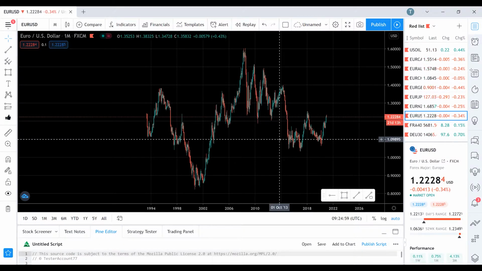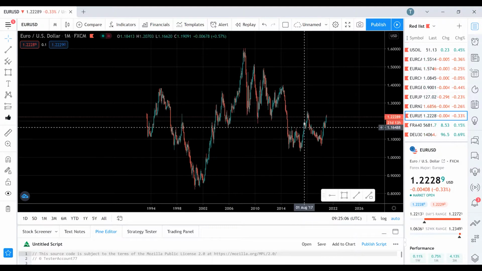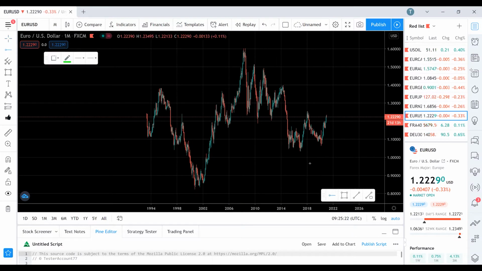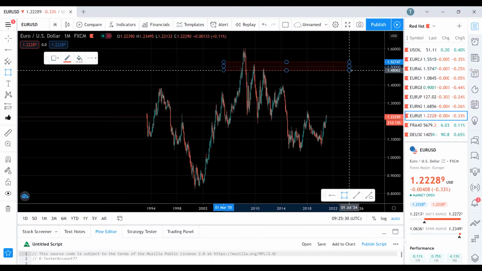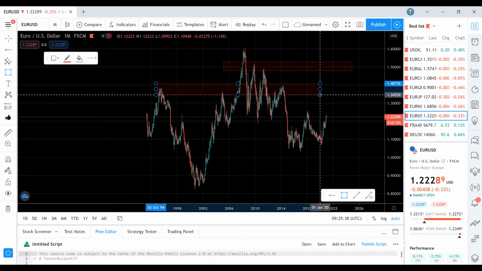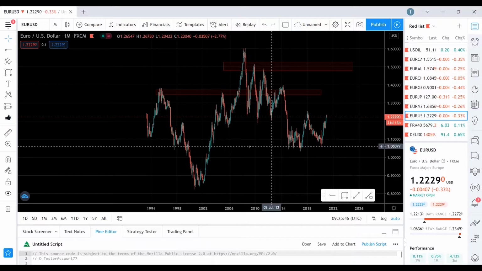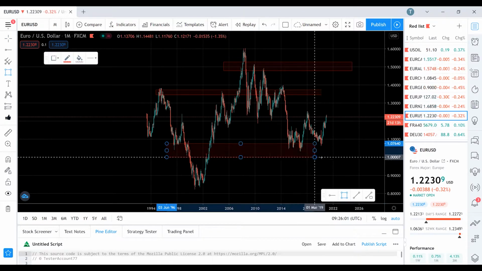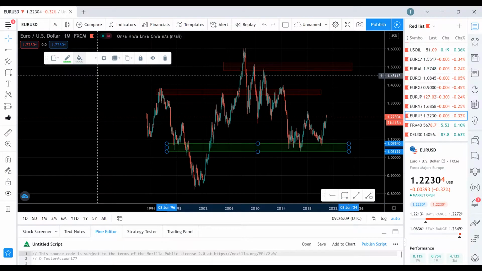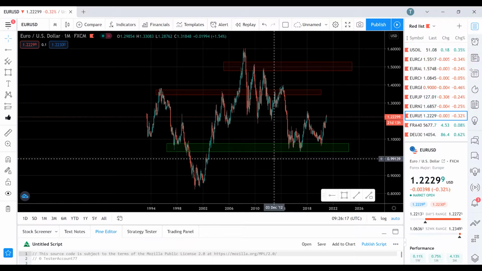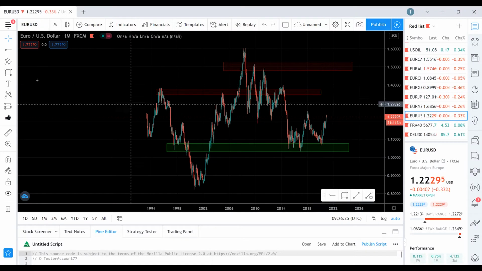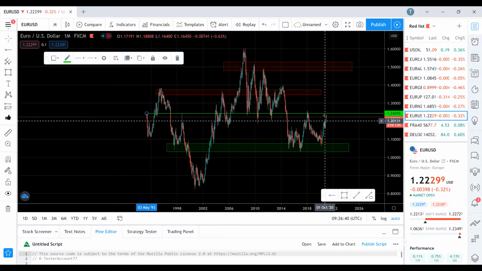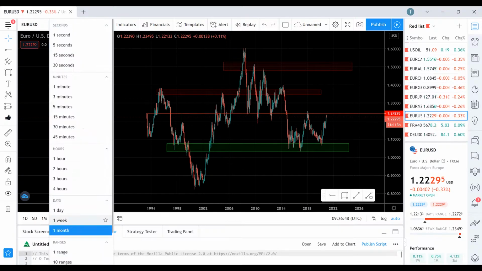Euro USD, start on the monthly. We have a sell zone here. We have a sell zone here. We have a buy zone here. Resistance here. Move to the weekly.